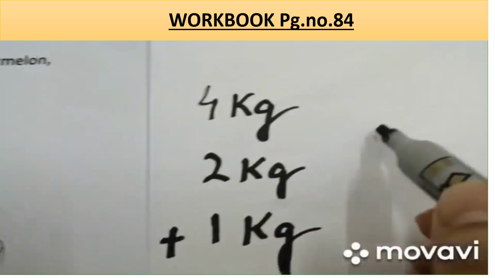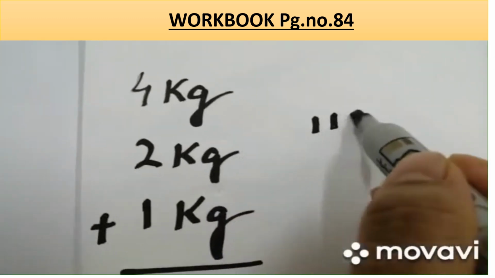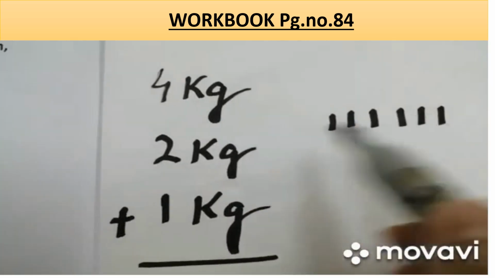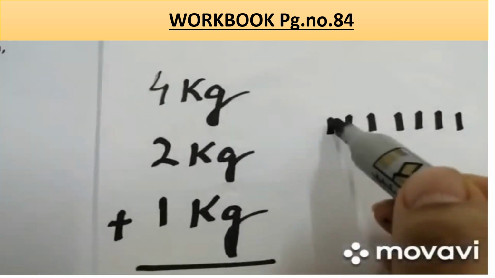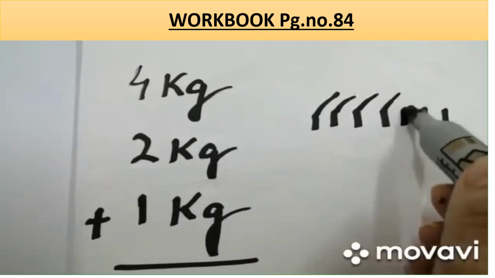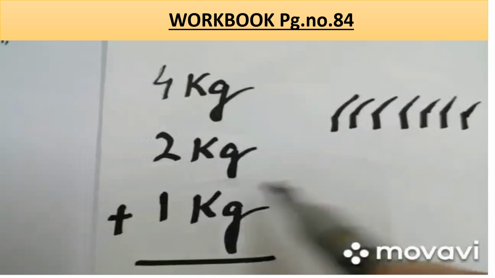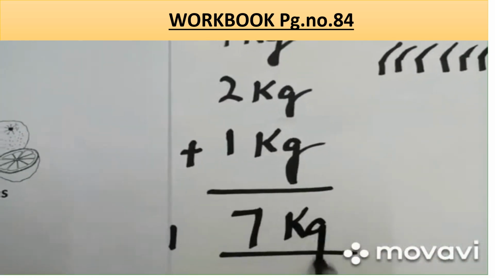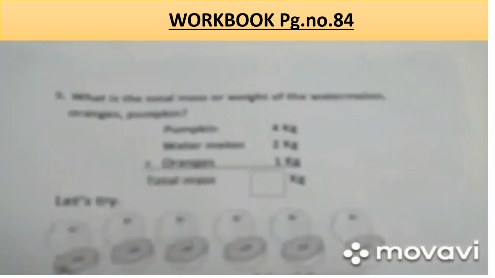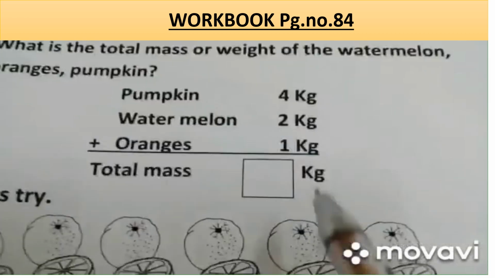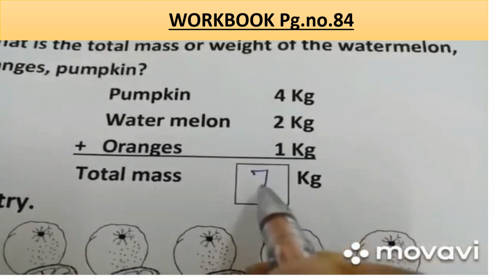See, what is this? 4 kg. I will draw 4 lines. 1, 2, 3, 4. Now after 4, 2 more. 1, 2. After 2, 1 more. Now count. 1, 2, 3, 4, 5, 6, 7. What is the total? 7 kg. That means the total weight, total mass of these three is 7 kg. See, we will write here 7 kg.